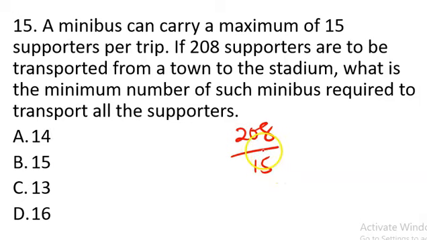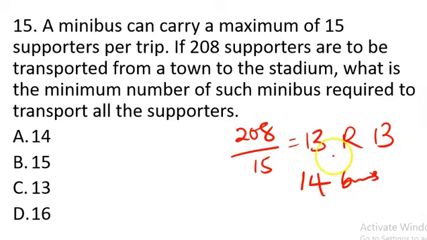Now when you do that, you get 13 and then a remainder of 13. All the supporters have to go to the stadium, so 13 buses will take 15 each, and then the last bus, which is the 14th bus, will take 13 supporters. So the minimum is 14.